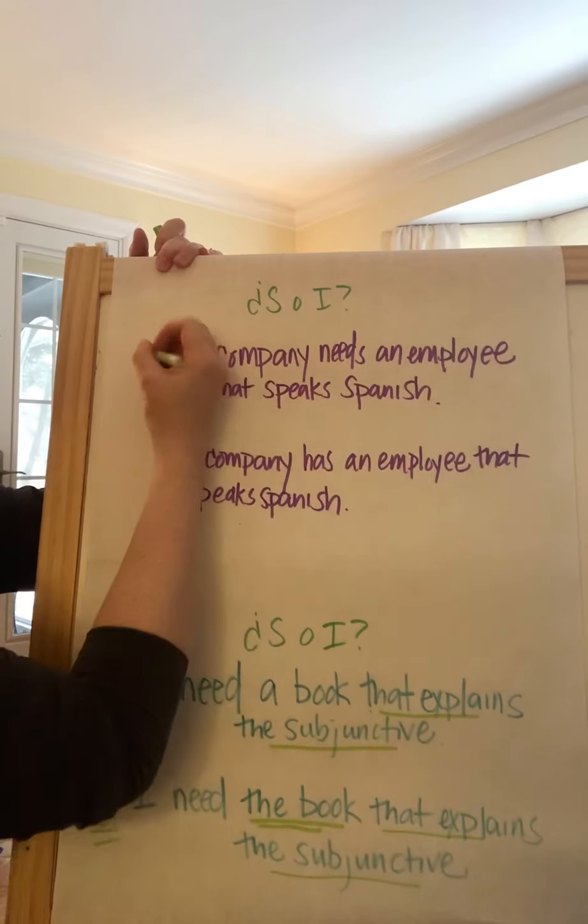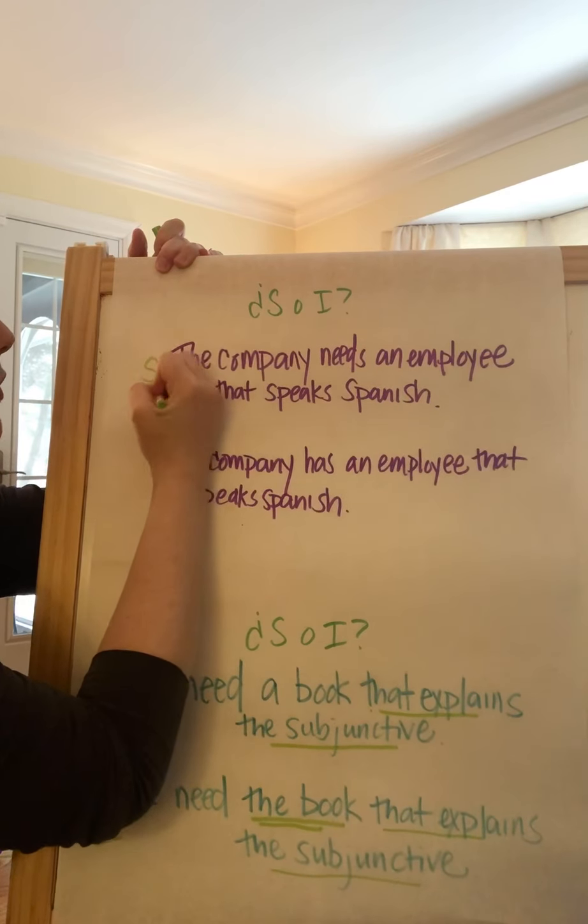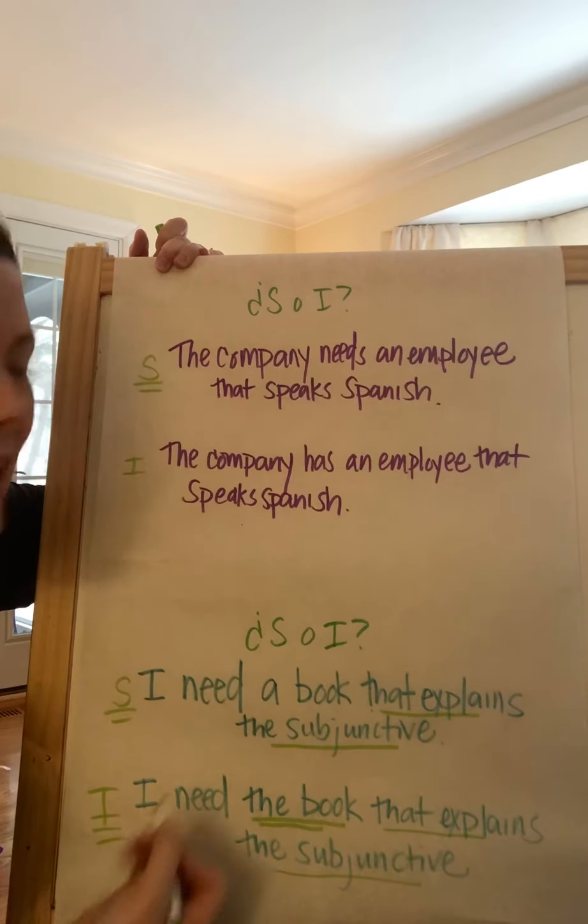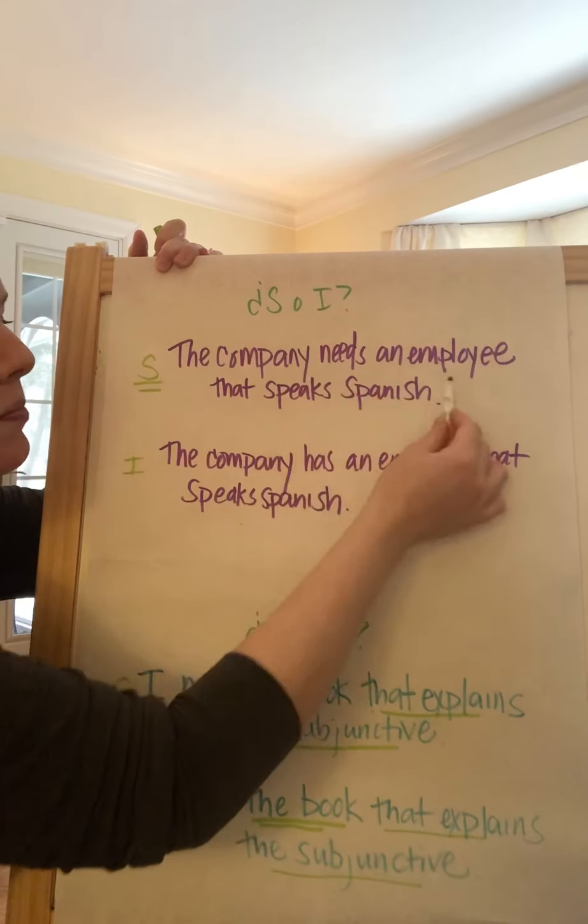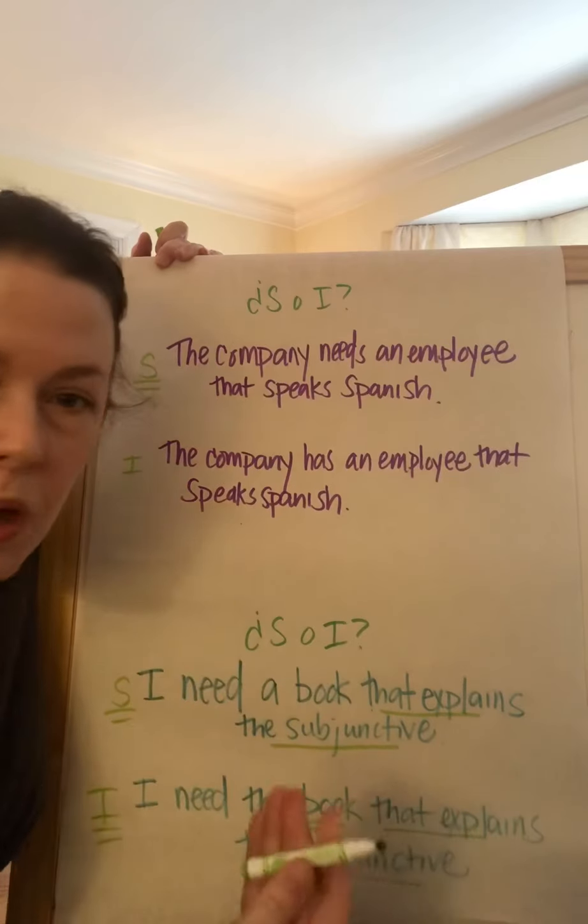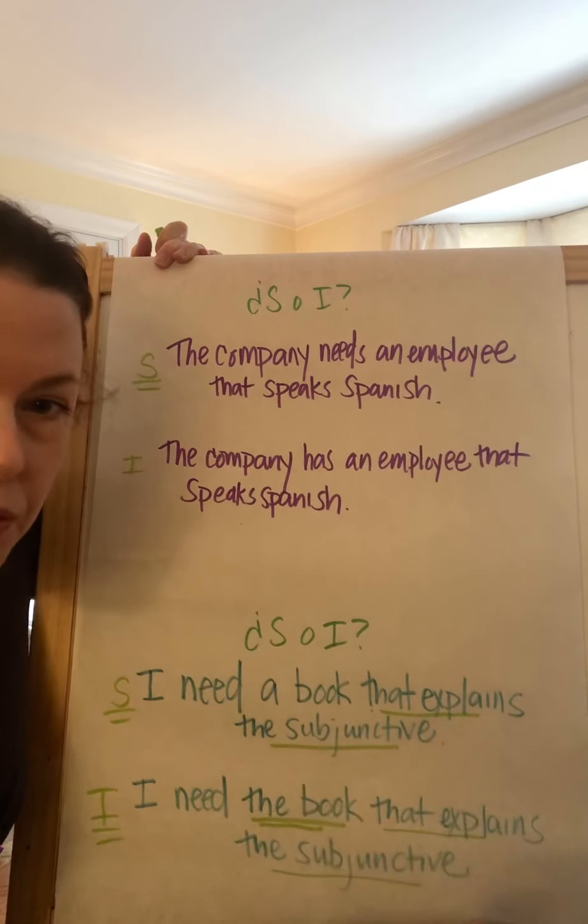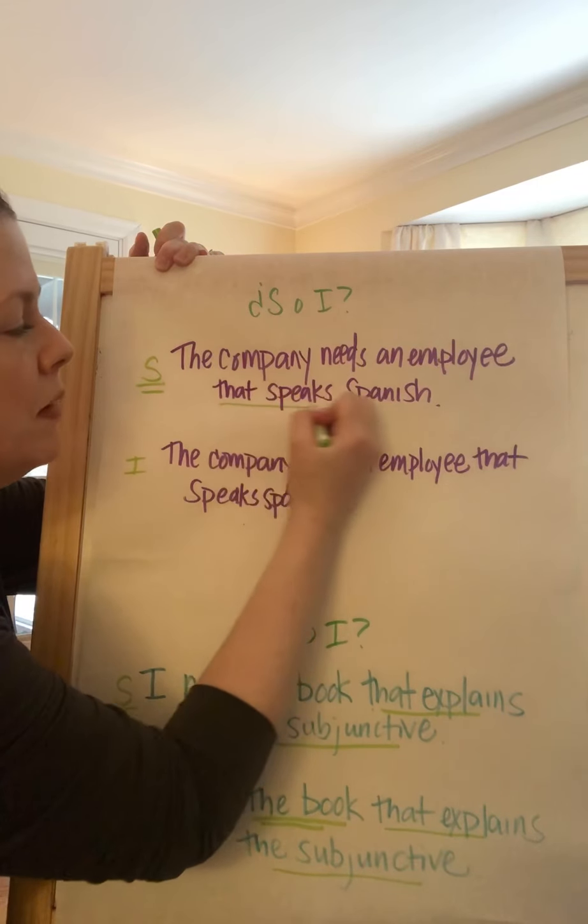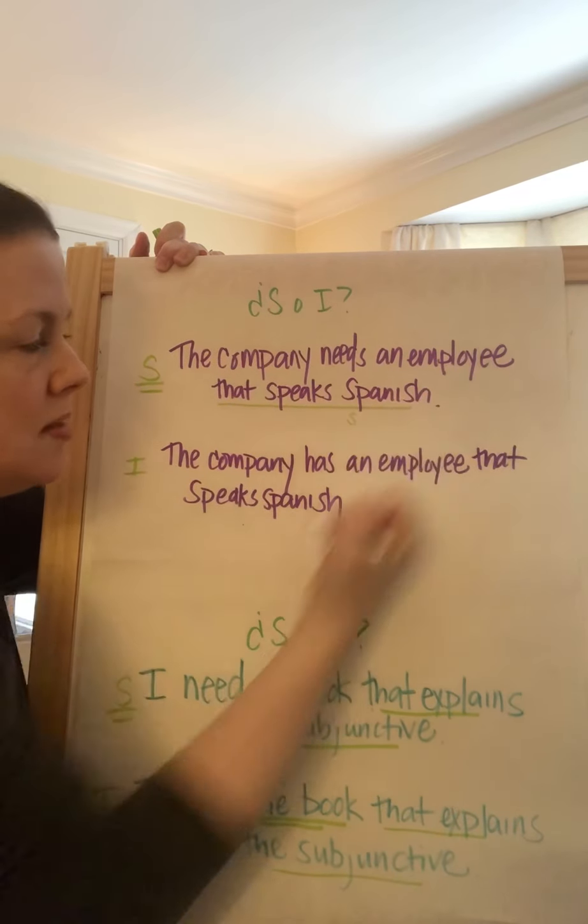You got it. First part of the sentence, first one takes the subjunctive. Second one would take the indicative. And again, the company needs an employee that speaks Spanish. They're going to go out and look for them. They don't know exactly who that person is yet. When you say that needs, that speaks Spanish, this part of the sentence would be in the subjunctive.